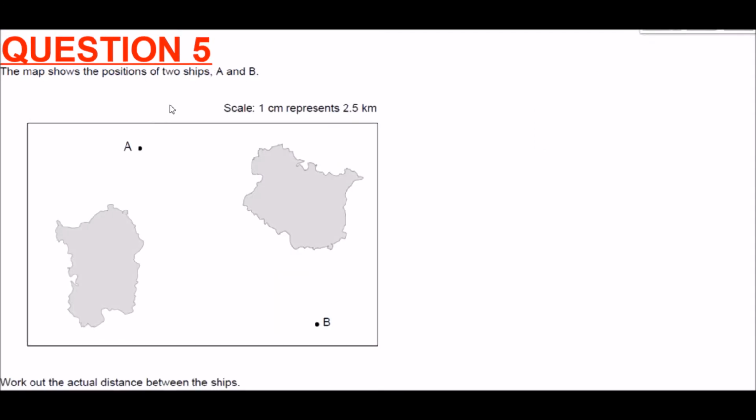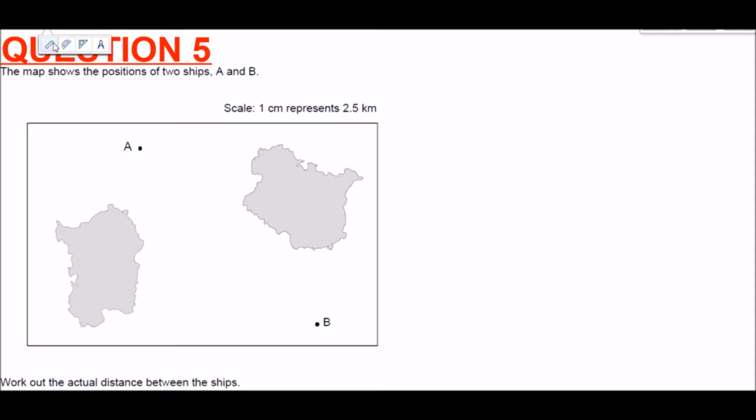Question 5. We've got a map showing the position of two ships, A and B. And it doesn't say the diagram's not drawn accurately. In fact, we've got a scale to work with. And so what we'll need to do is actually measure the distance on the map between A and B. So what we'll need here is a ruler.